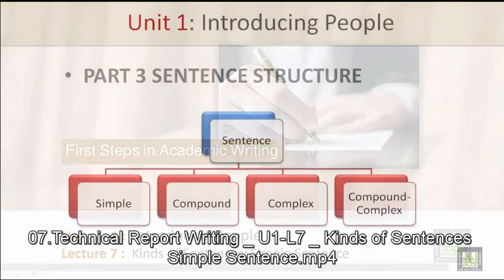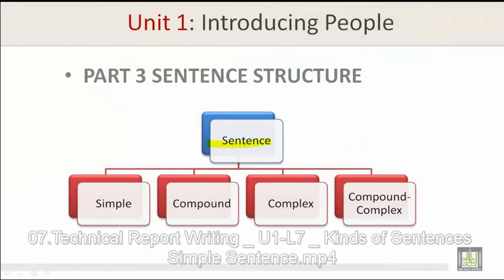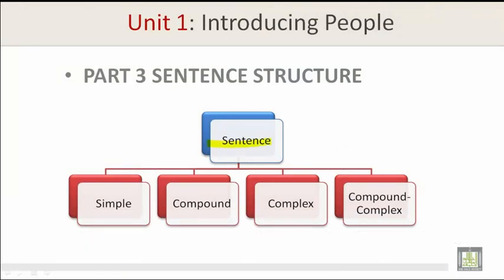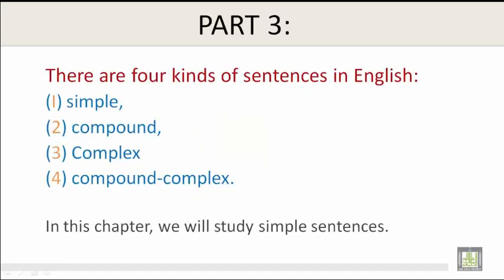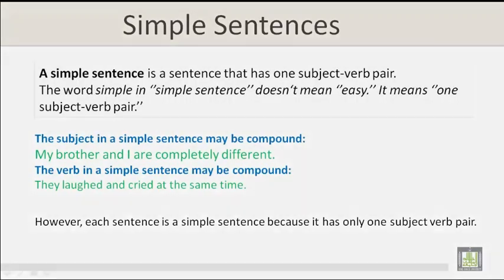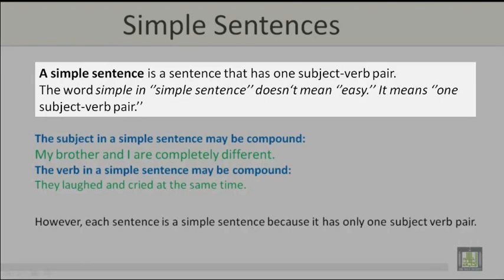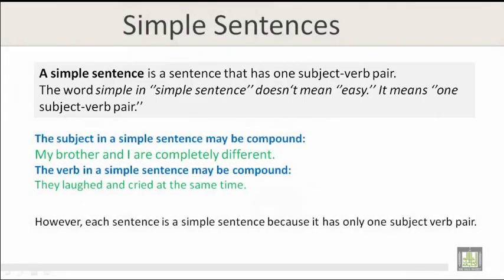Part 3, sentence structure. Here we have a sentence, and under the sentence there is simple, compound, complex, and compound complex. There are 4 kinds of sentences in English. Sentence 1 is simple, sentence 2 is compound, sentence 3 is complex, and sentence 4 is compound complex. In this chapter, we will study simple sentences. A simple sentence is a sentence that has one subject-verb pair. The word simple in simple sentence doesn't mean easy. It means one subject and verb pair.